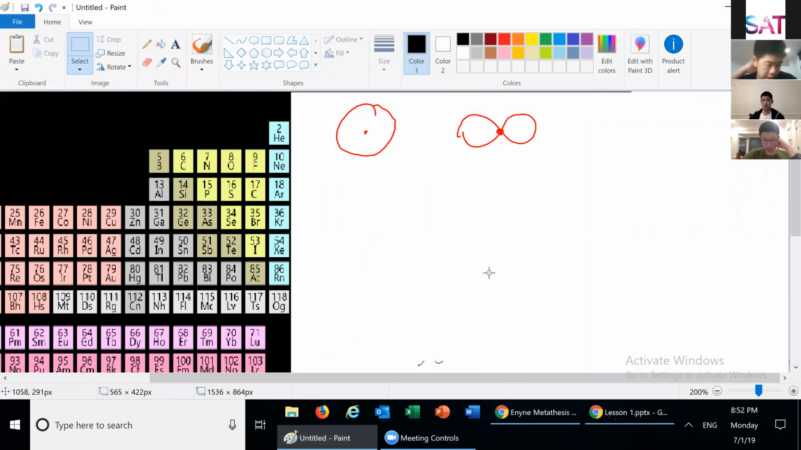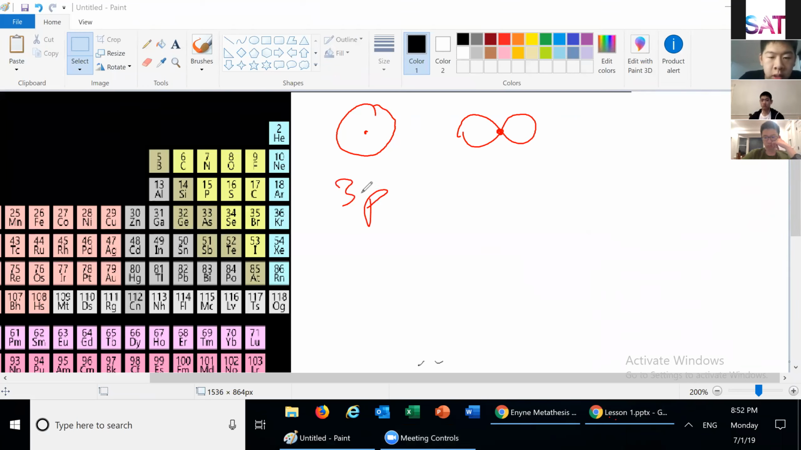To illustrate this, let's use a p orbital. By the way, in spectroscopic notation, let me write it. We can designate an orbital like this. This number here is the principal quantum number, and this is what I explained before, the s, p, d, f thing.